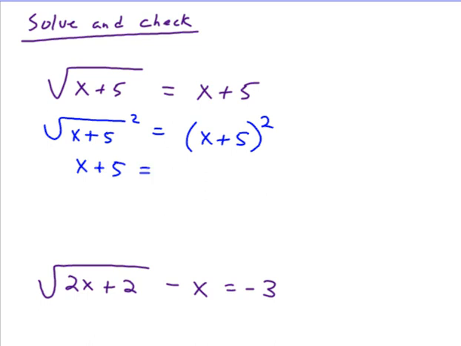This is going to be your a squared plus 2ab plus b squared pattern. We can't forget this. This is x squared plus what? 2 times x times 5 plus 5 squared. If you don't understand where this comes from, do FOIL on x plus 5 times x plus 5, and you'll see why that is.